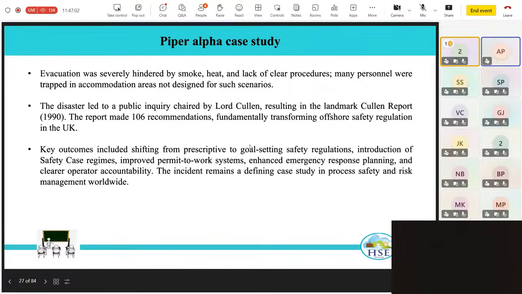Okay. Now, key outcomes included shifting from prescriptive to goal-setting safety regulations, introduction of safety case regimes, improved permit to work system, enhanced emergency response planning, and clearer operational accountability. The incident remains a defining case study in process safety risk management worldwide. So this is the importance of the Cullen report and the Piper Alpha incident.